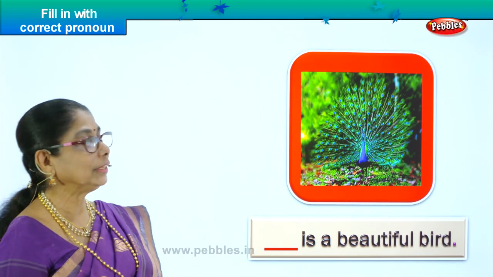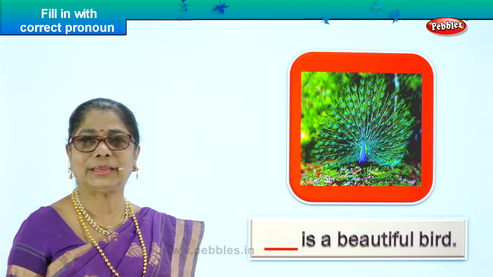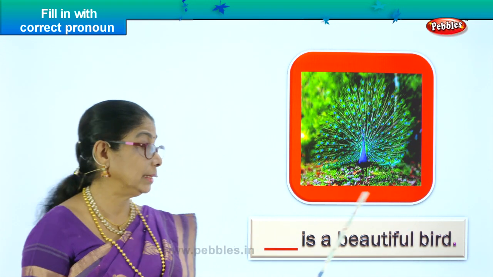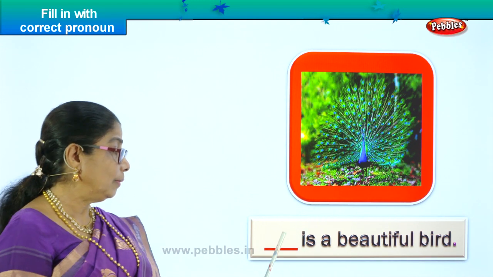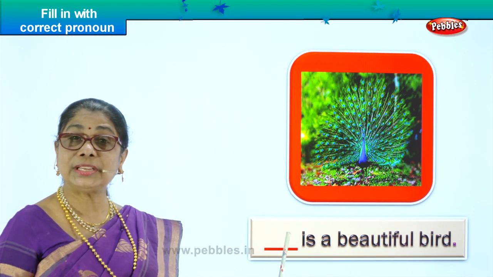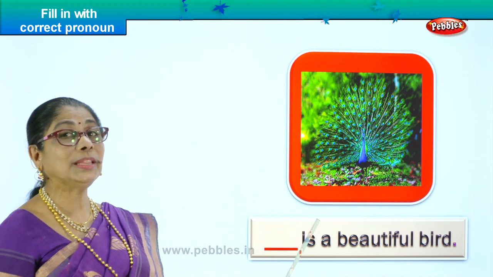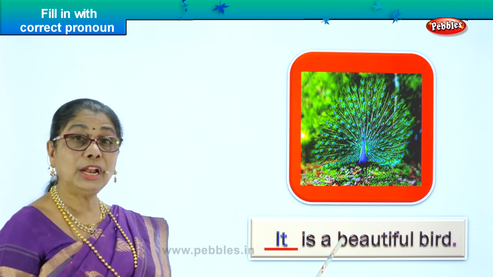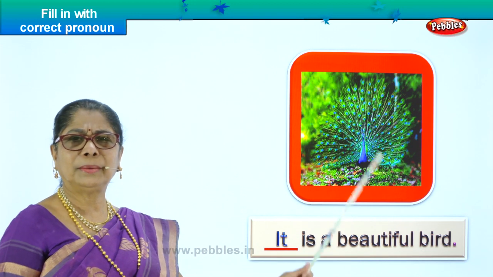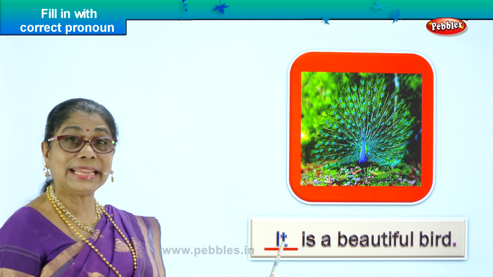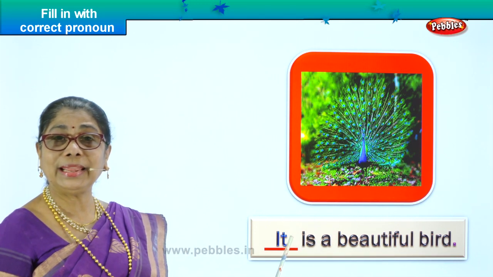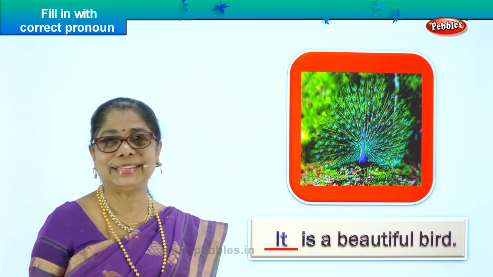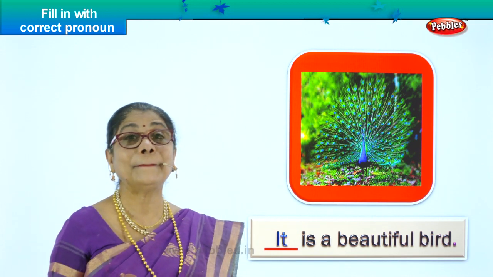Look at the picture here. Lovely, beautiful peacock, isn't it? What is a peacock? It's a bird. Now, what will we use here for the bird? Can we use he, she? No, we can use it. Good. So what is the pronoun we are filling in with? It. It is a beautiful bird. Pretty bird, beautiful bird. So we use it for the bird, pronoun it, and we complete the sentence. It is a beautiful bird. Did you enjoy?